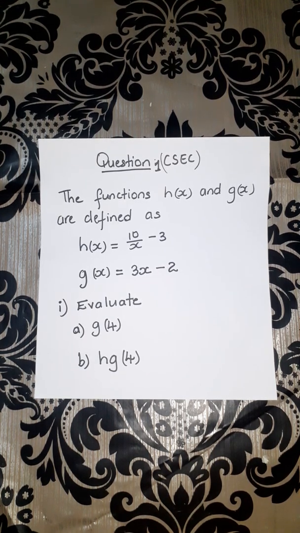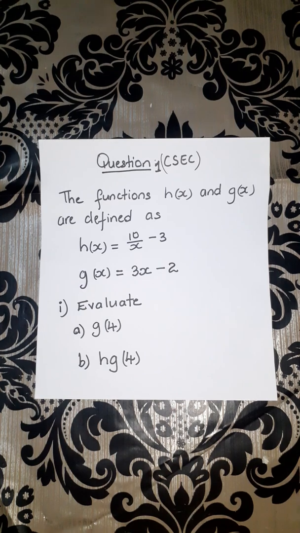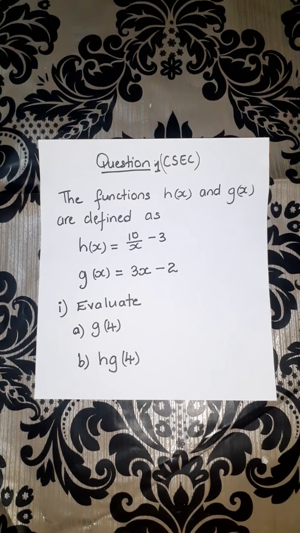Here is another video, and this time we're going to work some CSEC questions, right? So we're still on composite functions, or function composition. Now here is the question. It says that the functions h of x and g of x are defined as h of x equals 10 divided by x minus 3, while g of x equals 3x minus 2. Now the first thing they ask us to do is to evaluate g of 4. What do we do?